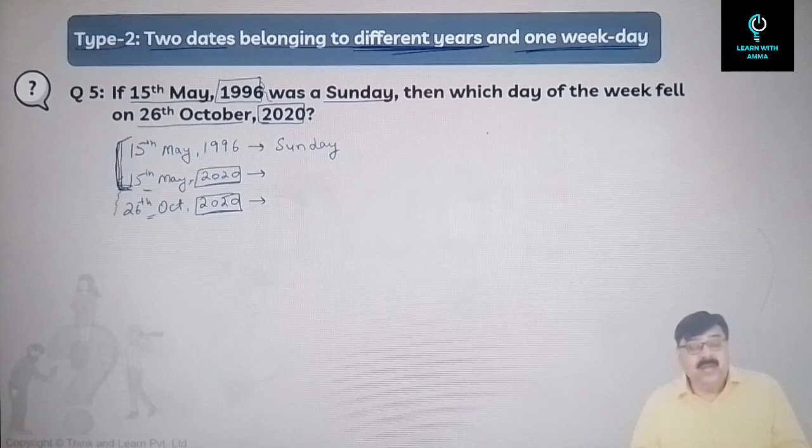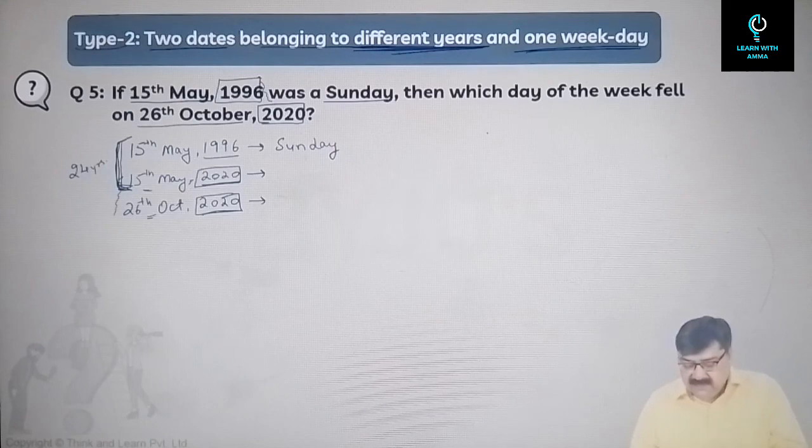Now, how do you do that? 1996 to 2020, the number of years is 24. So how many leap years are going to be in these 24 years? Well, offhand, maybe I can hear you say there are 6 leap years. How do you know? Because a leap year occurs every 4 years. No, I told you before, that is not the scenario.